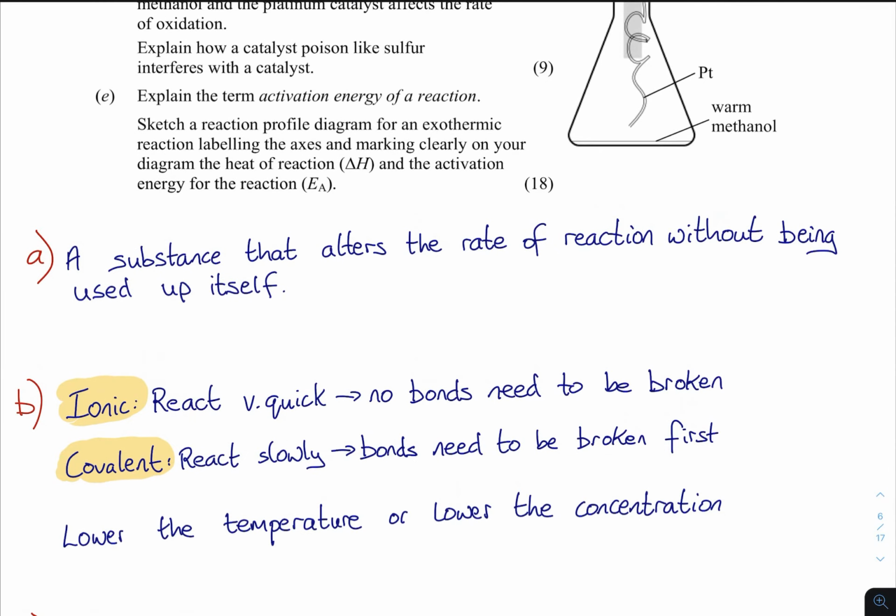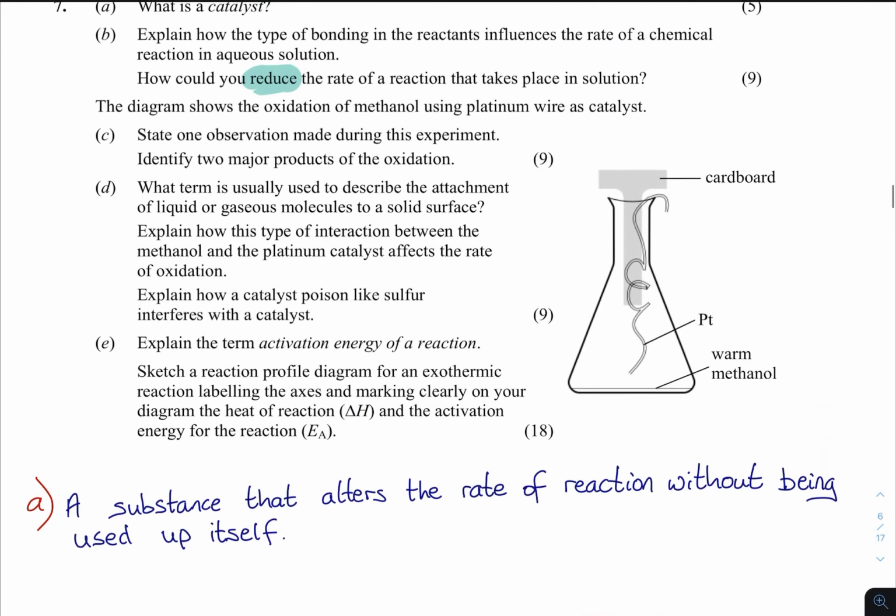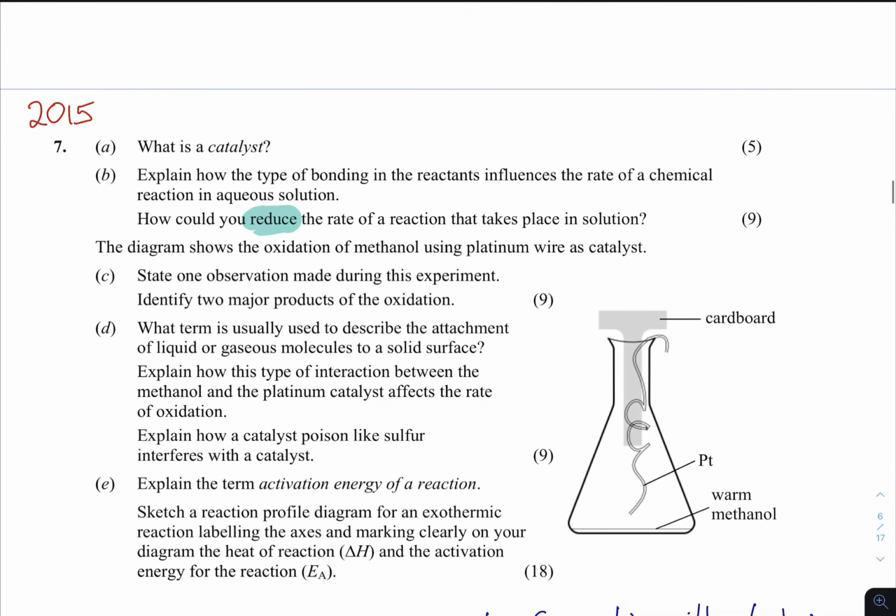We lower the temperature or we lower the concentration of the reactants. Okay, either of those two will get you full marks. That's how you slow it down. And again, don't forget to make sure you read the entire question, because obviously this is two parts of B here and it's not very clear, so you just make sure you go through all of it.